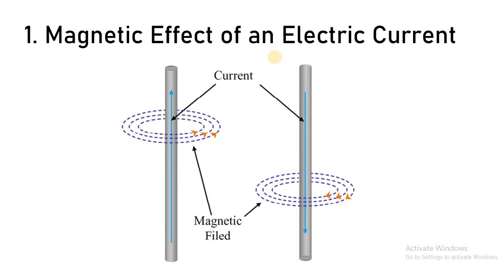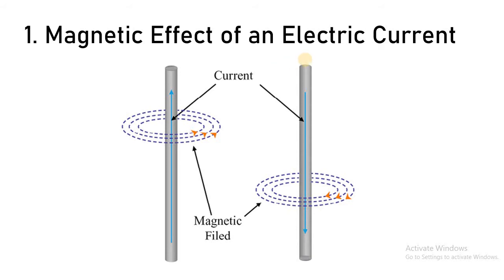So as it is directly proportional to I, it means as the magnitude of the current I increases, the magnetic field strength increases. So if we increase the magnitude of current flowing through the conductor, we can increase the magnetic field strength which is developed around the conductor. So it is directly proportional to that.